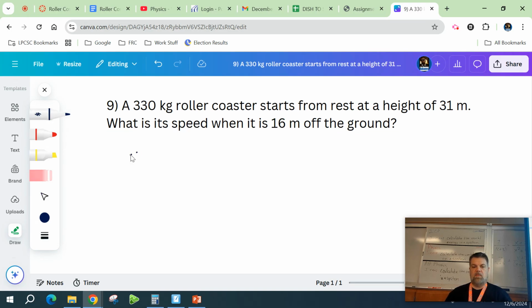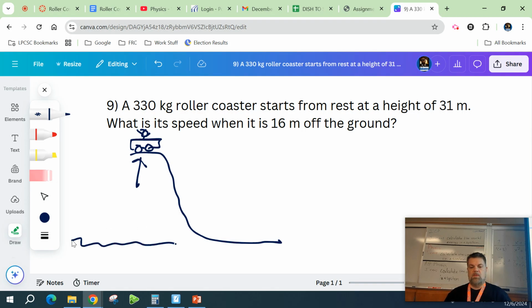I'm going to have a roller coaster like that, right? Perfectly drawn roller coaster, I should say. There's me in here with my hands in the air, waving them around like I just don't care. And from here to the ground, it is 31 meters. And then they want us to figure out what's the kinetic energy at 16 meters.